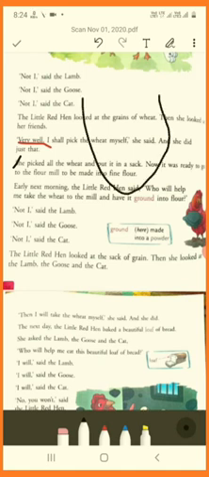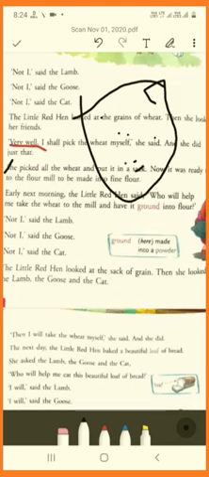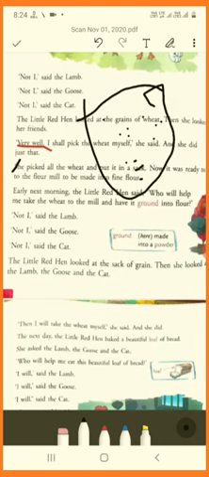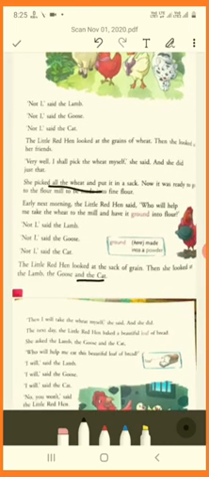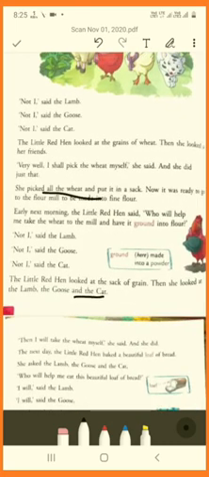Something like this. Let's say you can put in a lot of things inside. So what she did was she picked all the wheat and put it in a sack. Now it was ready to go to the flour mill to be made into fine flour. A flour mill is a place wherein grains and all are processed into flour.